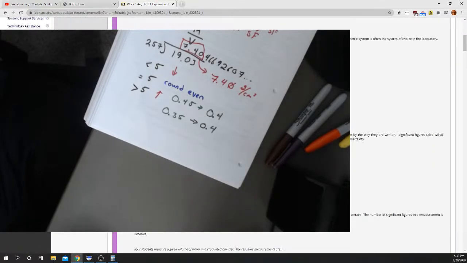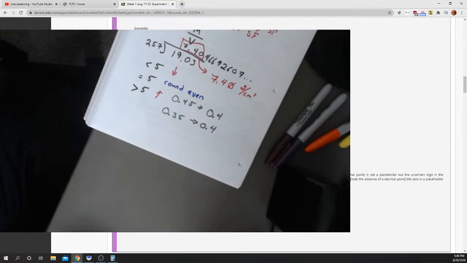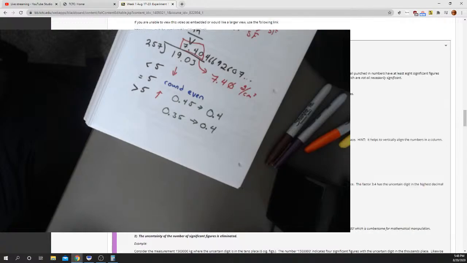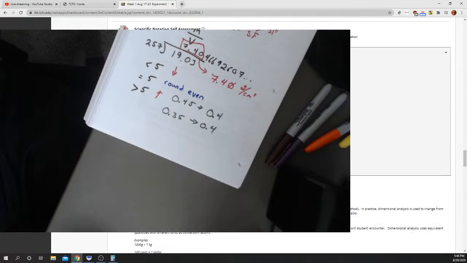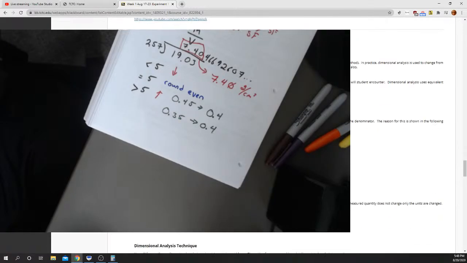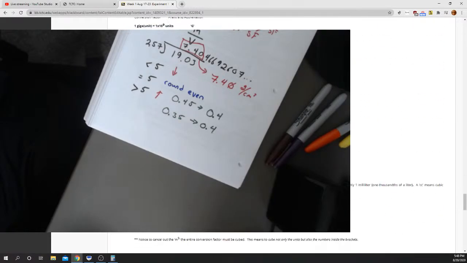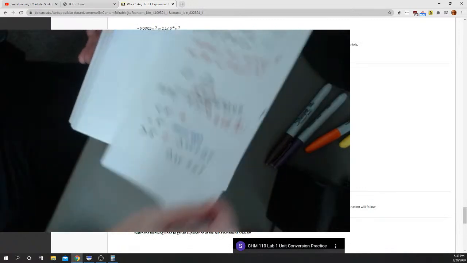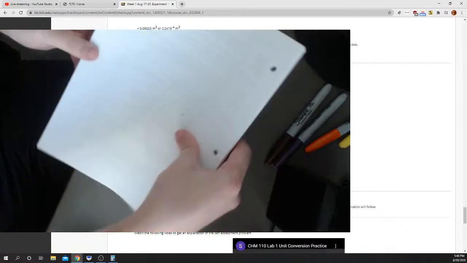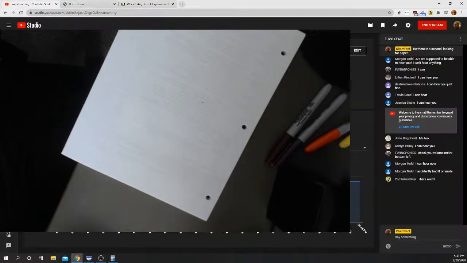Okay, let's see. What else do we have to look at? Significant figures, significant figure math, scientific notation, dimensional analysis. Can't forget dimensional analysis. All right. Dimensional analysis is just basically if you are doing math.